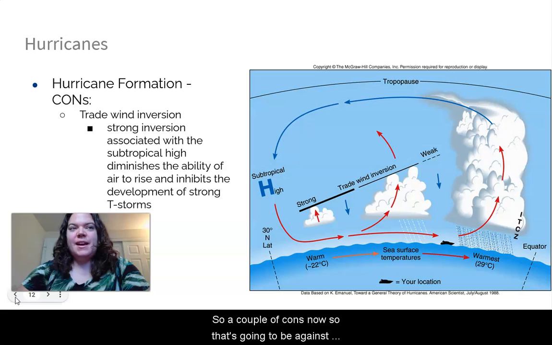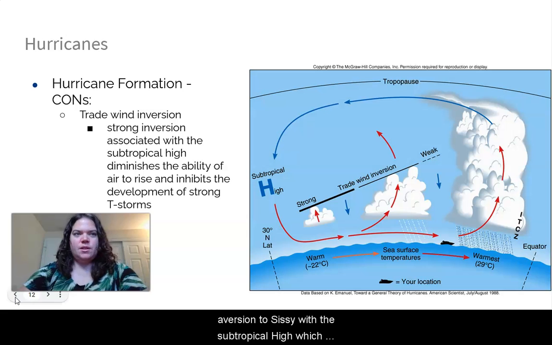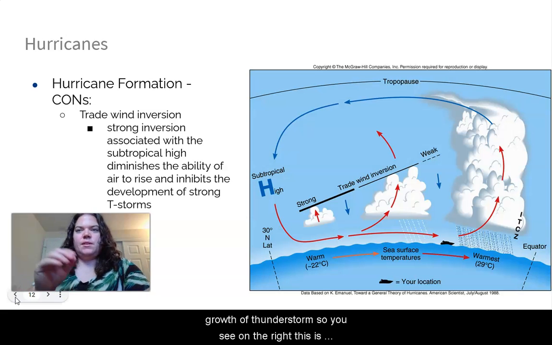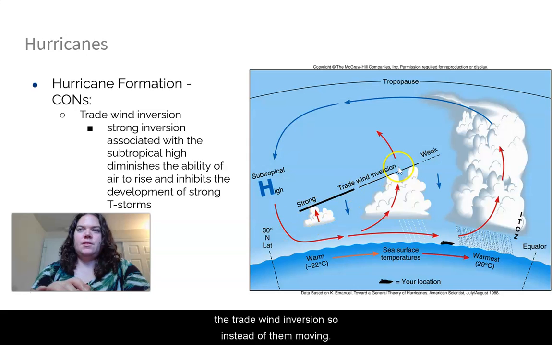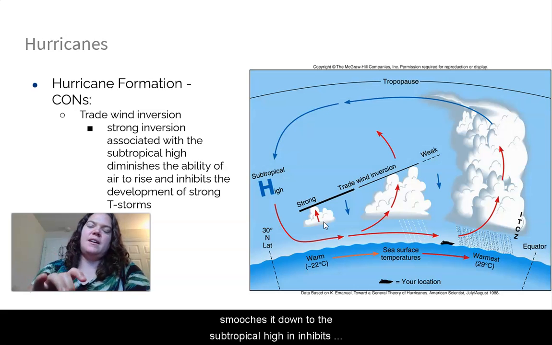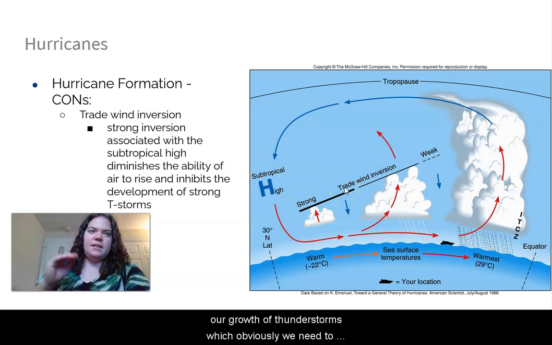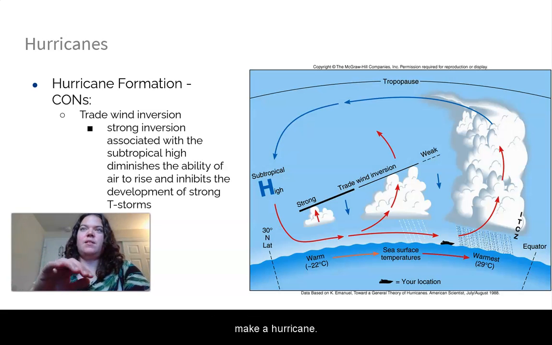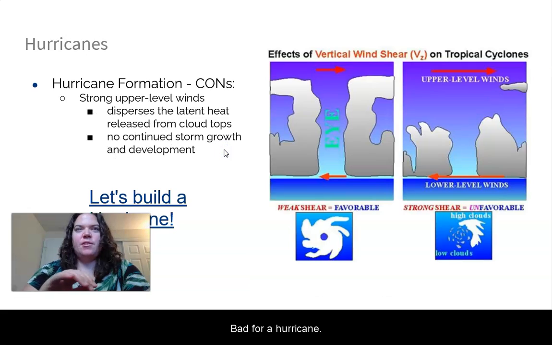So a couple of cons now. So that's going to be against formation. We have a trade wind inversion. This is a strong inversion associated with the subtropical high, which diminishes the ability of the air to rise. So it inhibits our growth of thunderstorms. So you see on the right, this is a trade wind inversion. So instead of them moving up like they should be doing, it slowly kind of smushes it down. So this subtropical high inhibits our growth of thunderstorms, which obviously we need to make a hurricane. So that's bad for a hurricane.